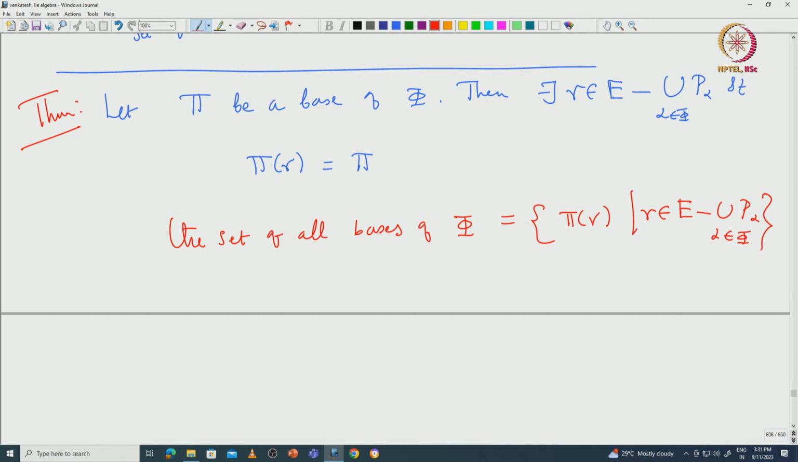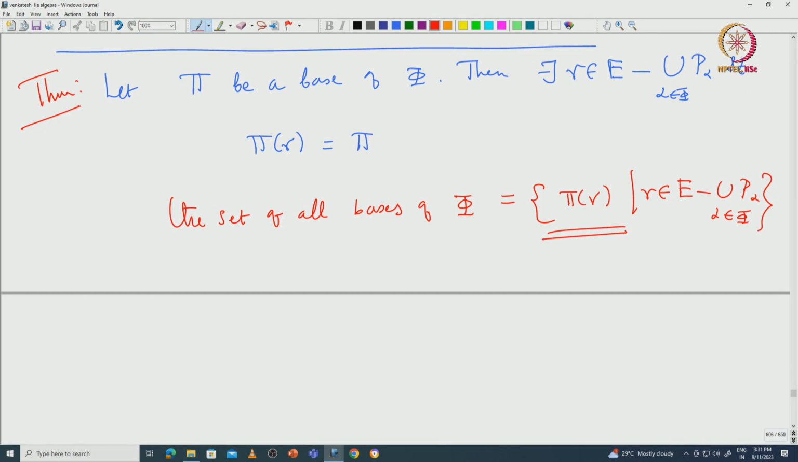Note that there are only finitely many bases possible because phi itself is finite. So that means there are lots of identifications that happen between the pi of gamma. So pi of gamma will be equal to pi of gamma dash for many elements. We will determine later when this happens.